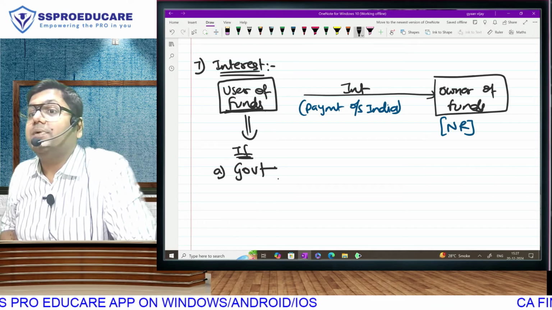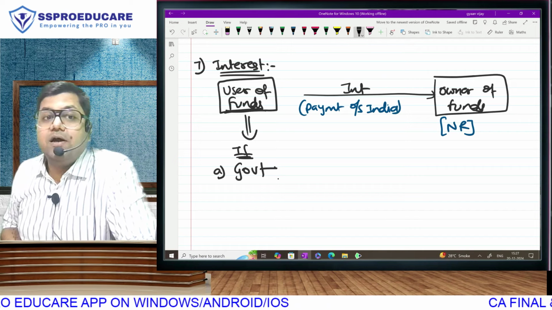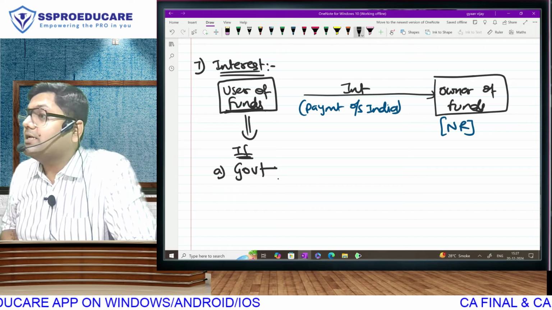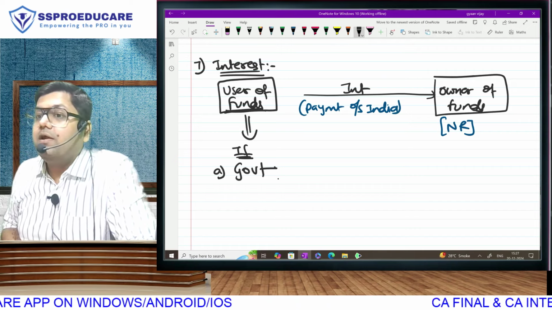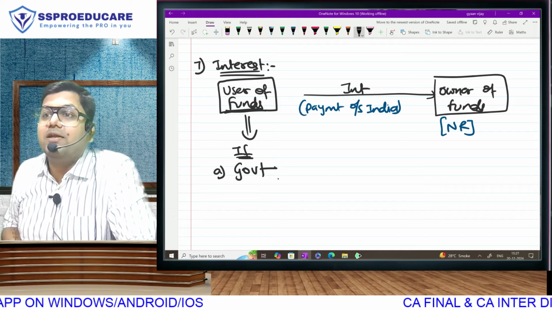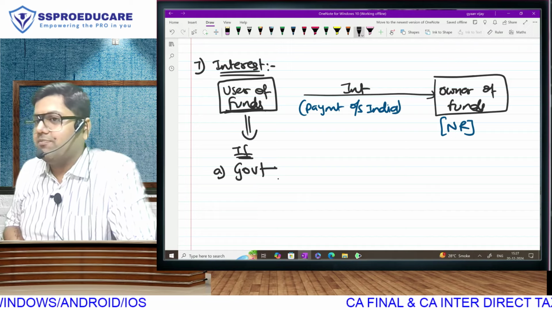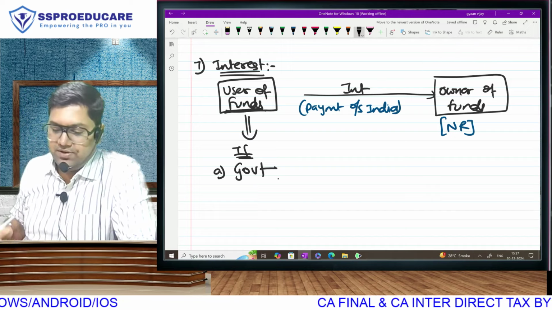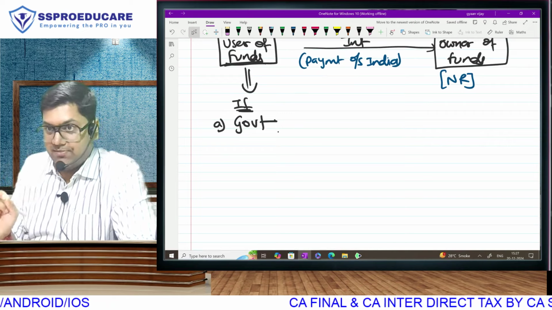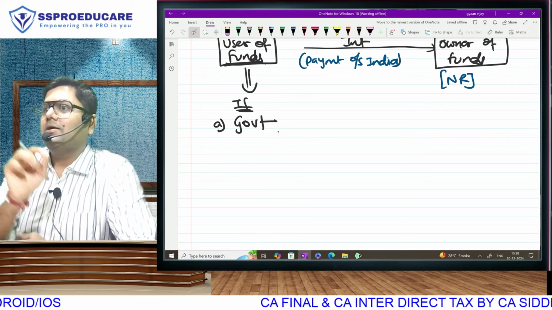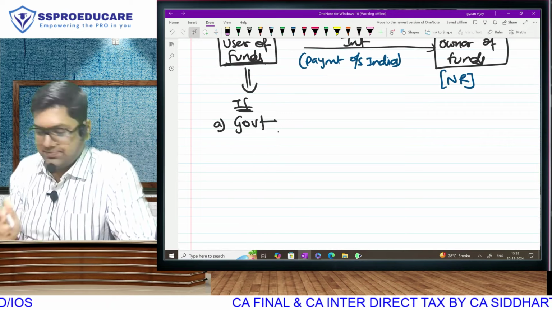Therefore, where is your income being generated? In India. Therefore, even if you are a non-resident, it will be considered Indian income. And if it is Indian income, it will be taxable for you even if you are a non-resident, because Indian income is taxable for everyone. If the payer is government, it is deemed to be Indian income. You have to pay tax.